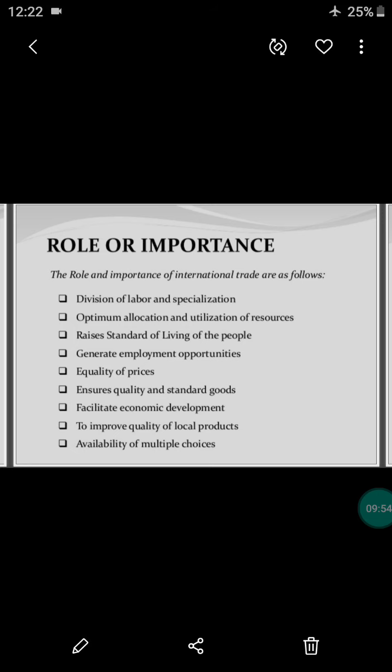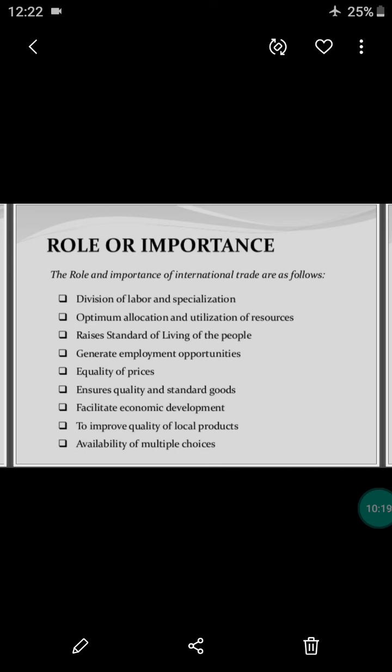If there was no international trade and there was only one supplier for a particular commodity in that country, the prices of that commodity or service would be very high because of the monopoly power enjoyed by the producer. So international trade helps in regulating the prices of particular goods and services.